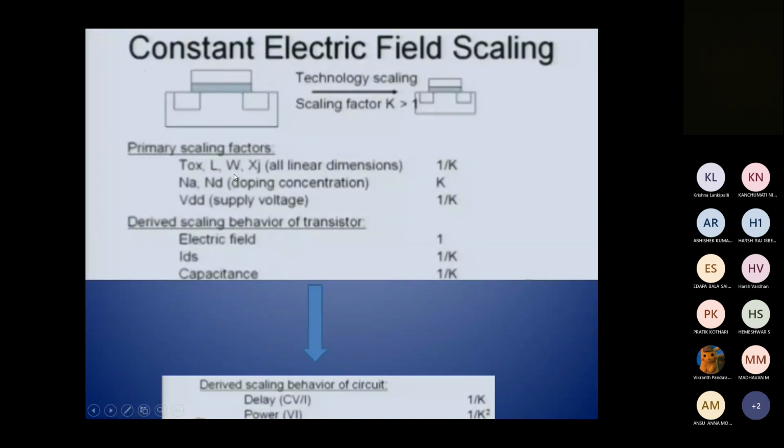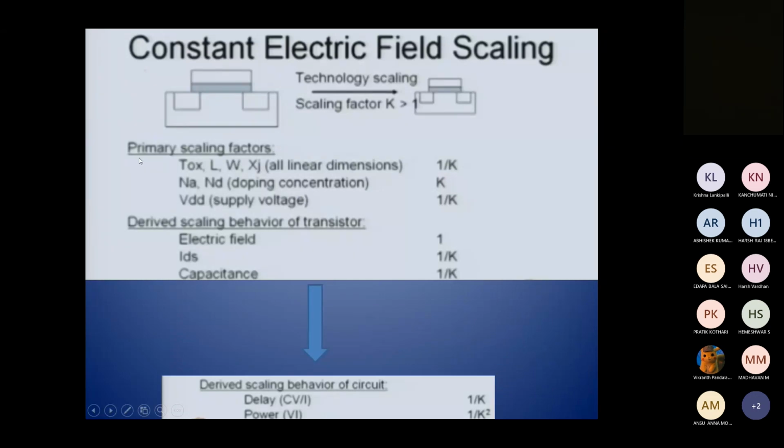Okay, so let's say we have this bigger dimension MOS device, and let's say its channel length is L. What if we want to make it a smaller device? What do we need to do? Let's say this primary scaling factor is somewhere greater than one. Let's consider it as a K value, for example, 1.5. Let's say K is equal to 1.5, which is greater than 1.